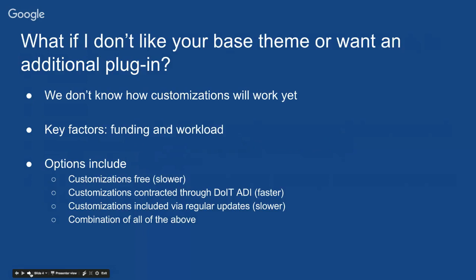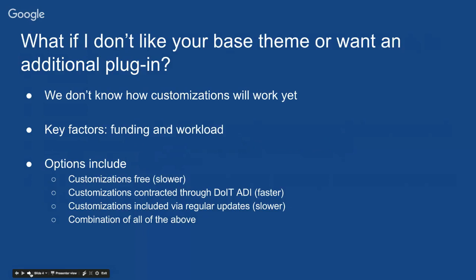So as we figure out how that's going to work, options include continuing to keep what we would call a customization free of charge. This would be an option that would be slower, as our developers' time would be occupied with a lot of different projects, so you would fall in line with when your request came in, how much work it was, what the priority on it was, etc.